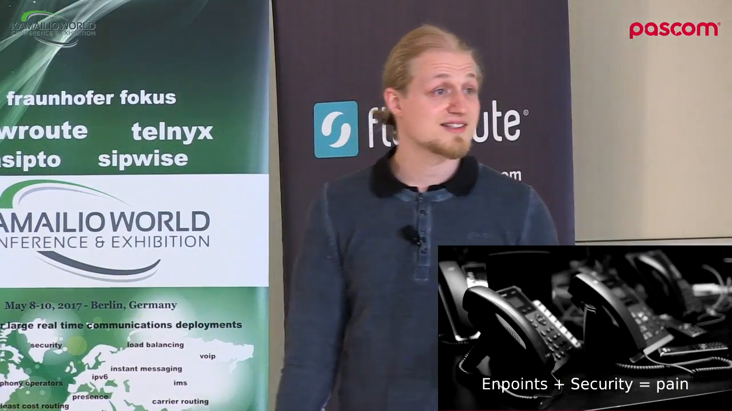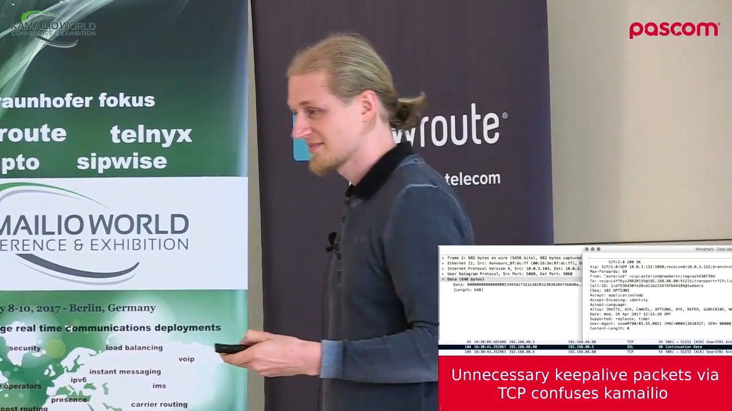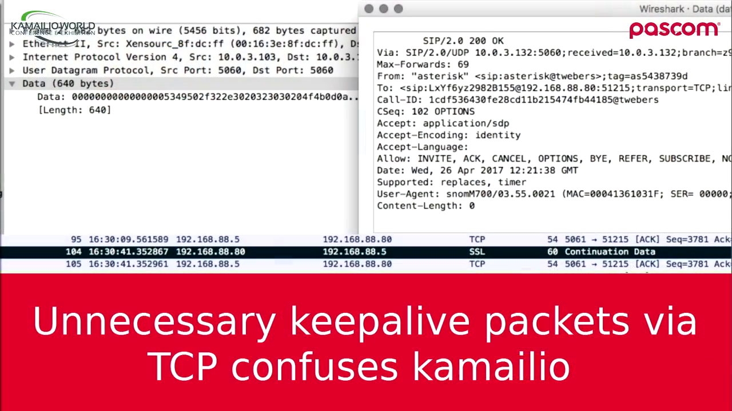Okay, the next thing is also very interesting. This is actually a Wireshark screenshot, actually two different ones. Can you see what's wrong with this SIP packet? Can any of you spot a problem in that packet? White space at the first line.